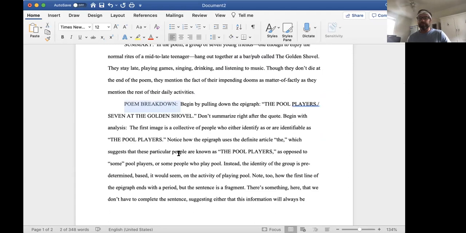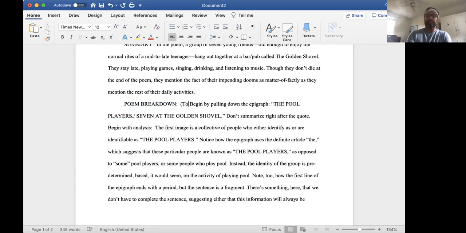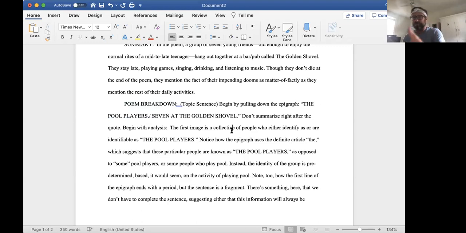So I'm going to jump right into the poem. I like to start from the beginning of the poem, looking at a particular thing. So I have a couple of things here. I begin by pulling down the epigraph. Now, this still very much needs a topic sentence. And there's going to be a whole video on that, but I need to lead my reader into what I'm about to talk about and why I'm going to do it. And right now I haven't really written that because those are actually kind of hard for me.